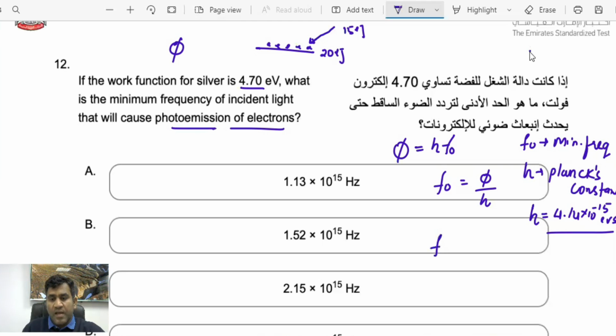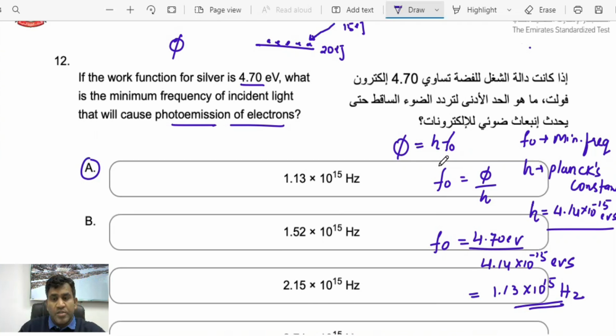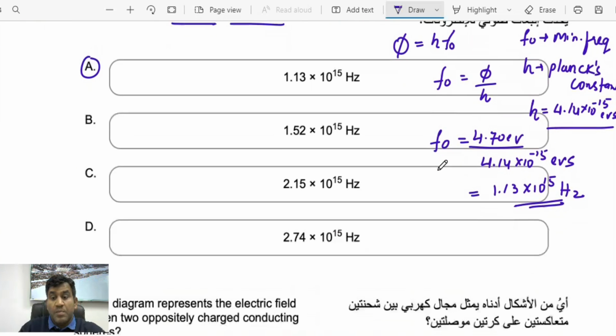So let's calculate here. f0 equals 4.70 electron volt divided by 4.14 into 10 to the power minus 15 electron volt second. Just put it in the calculator and you'll get 1.13 into 10 to the power 15 hertz, because per second we can say hertz. So that's why we go with A as the option. This is how we solve it. This is the answer to the question asking for the minimum frequency.